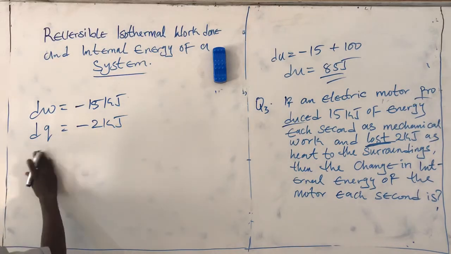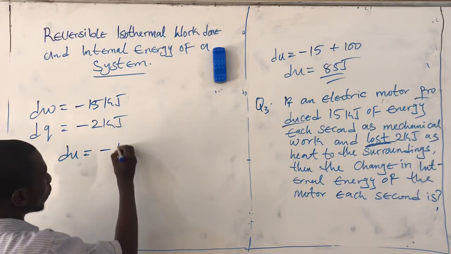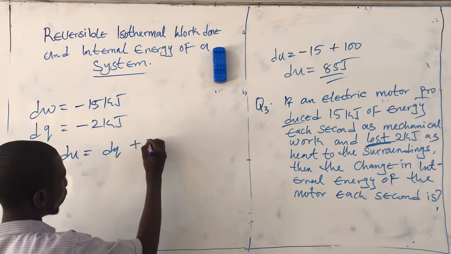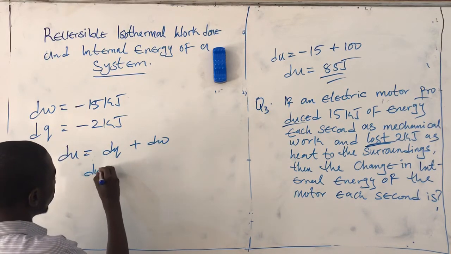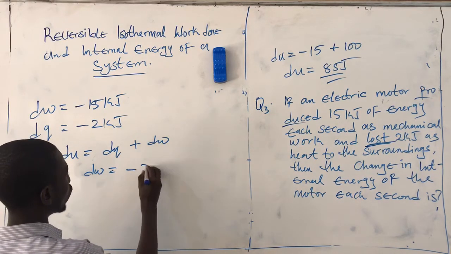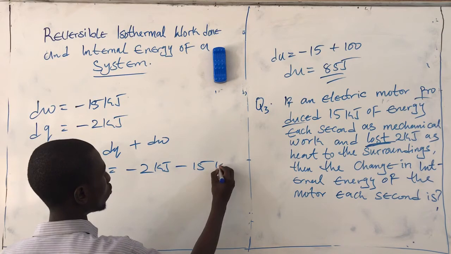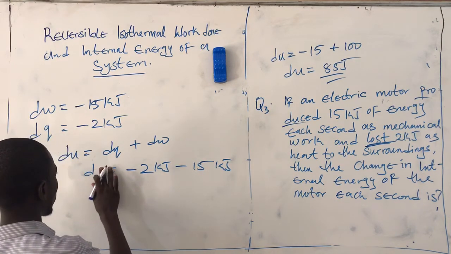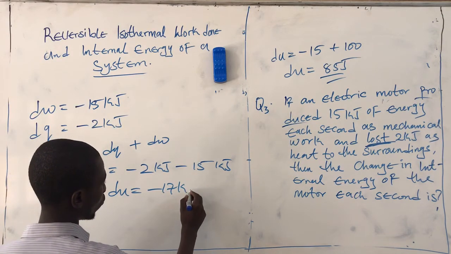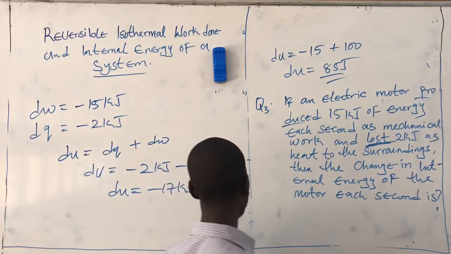So therefore, our internal energy dU is equal to dQ plus dW. Our dQ is minus 2 kilojoules, minus 15 kilojoules. Therefore, our internal energy is equal to minus 17 kilojoules. Therefore, it is losing 17 kilojoules of energy each second out of its internal energy.